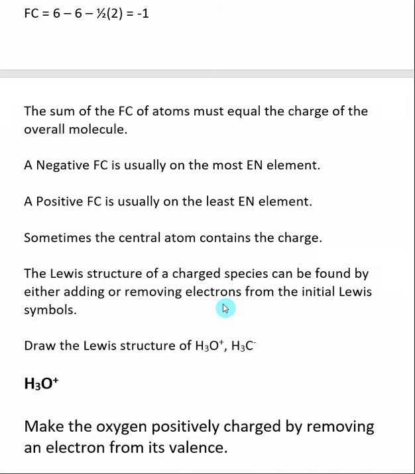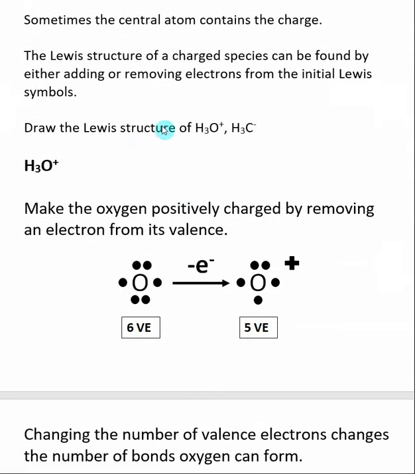The Lewis structure of a charged species can most easily be found by anticipating which atom contains the charge on the molecule, and then either adding or removing electrons to create the charge on that individual atom. So we want to add or remove electrons from the initial Lewis symbols before we start combining them together to create a Lewis structure.